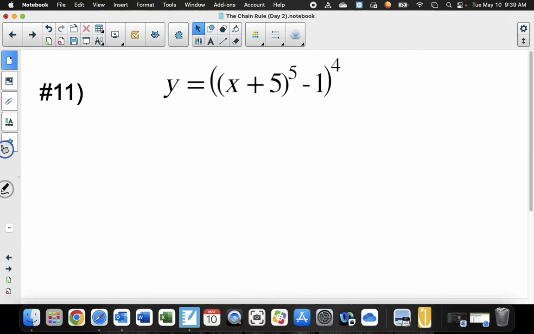Let's take a look at the next one. It looks bad. It's actually probably the easiest one out of the four we're going to do today. It looks probably maybe the worst. It turns out that it's probably the easiest.